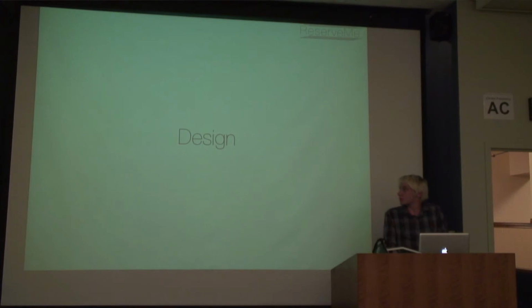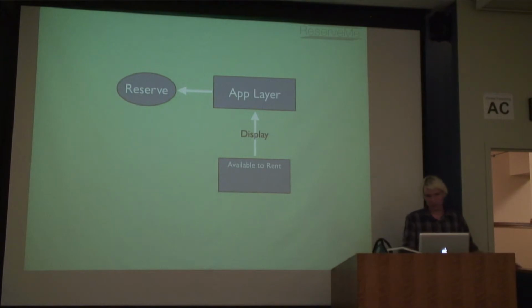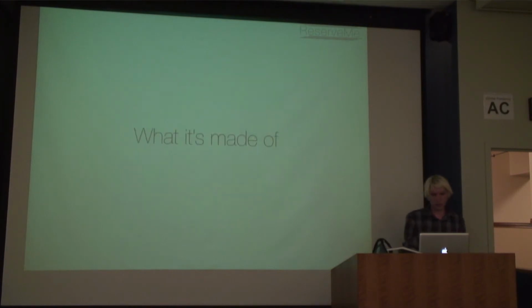So what I've started out with is the design, and what that consists of is basically an application layer, and what will be essentially a list of what's available to rent. And that list will be displayed on the application layer, and then a person can make a reservation online, process the payment, and that'll go into the database, which will then update the list of what's available to rent. So really, it's a fairly simple structure. I don't want to overcomplicate it for what it is.